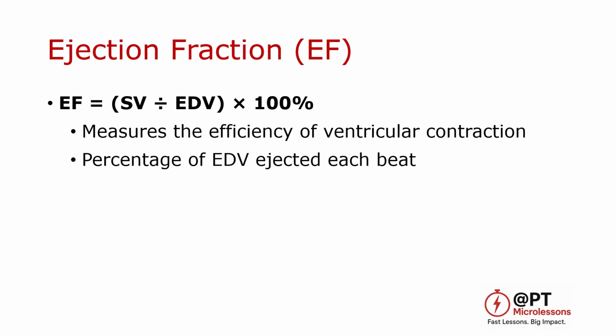To wrap up, let's discuss one final concept: ejection fraction. Ejection fraction is the percentage of the end-diastolic volume that is ejected with each heartbeat. Unlike stroke volume, which measures the amount of blood ejected with each heartbeat, ejection fraction measures how efficiently the ventricle empties. In other words, stroke volume tells us how much blood is pumped, whereas ejection fraction tells us the percentage.